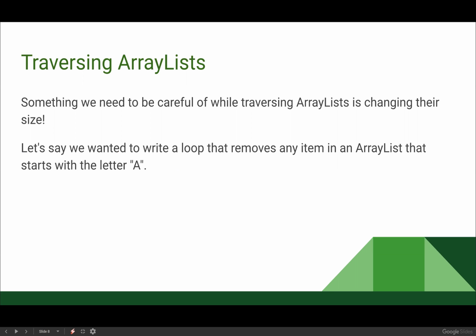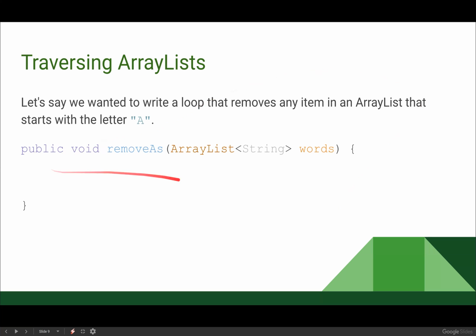So let's say we wanted to write a loop that's going to remove any item in an array list that starts with the letter A. So we're going to make some method called removeAs. It's going to be void. We don't need to return anything. We're just going to be editing our original array list. And we're going to get an array list of strings as a parameter.